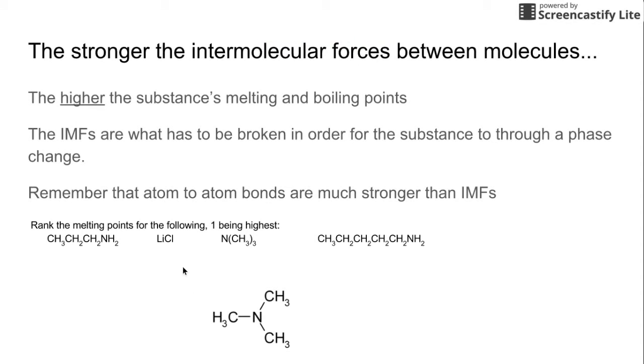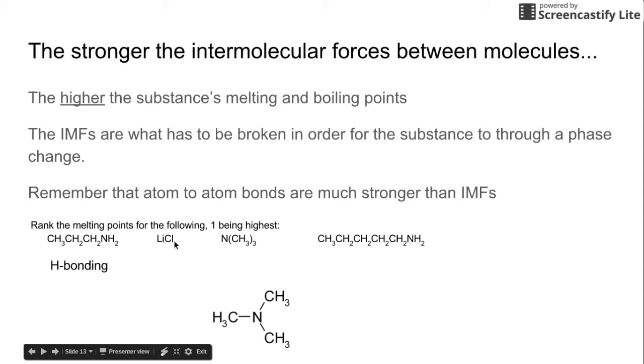All right, now let's work a problem with this. Rank the melting points for each of the following, one being the highest. So we need to identify what's going on here. We have several different compounds. We have an amine here. We know just from looking at those structures that this hydrogen is directly bonded to this nitrogen, and so there is going to be some hydrogen bonding.